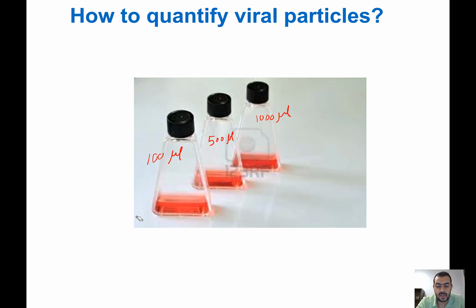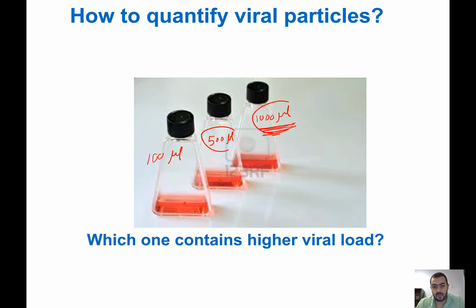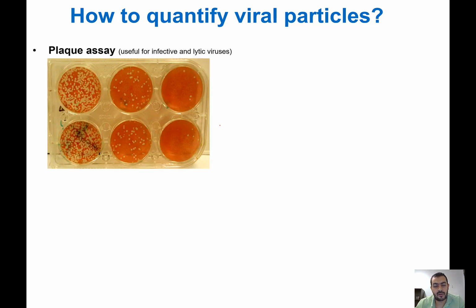So now you are wondering which one of the three contains the highest viral load. Is it this one or this one or this one? Without the proper labeling, without the amounts shown here, you will not be able to judge that by your naked eye. So what you can do to quantify the viral particles is use one of these methods. You can use the plaque assay. If it is a bacteriophage, a virus that will infect bacterial cells and cause the lysis of bacterial cells, you can detect that by observing the plaques that are produced.